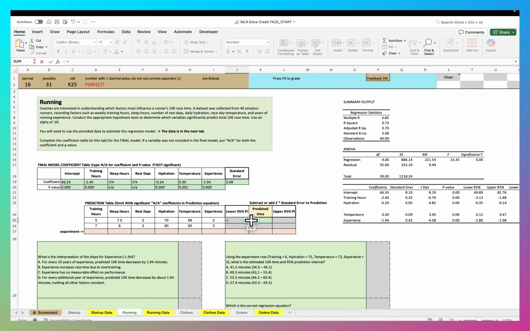So remember, our prediction could be off. So it equals this value minus 2 times standard error locked. And then over here, it's equal to the predicted value plus 2 times the standard error locked. Highlight all three, copy it down.